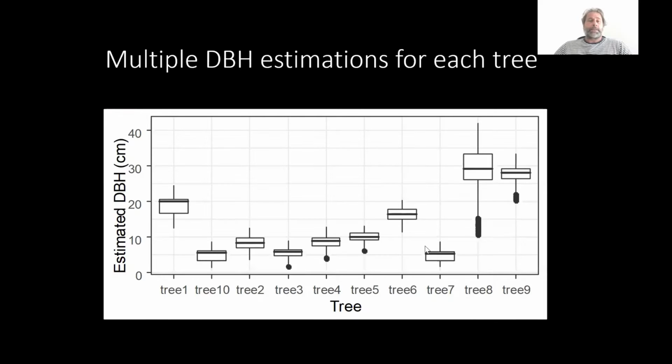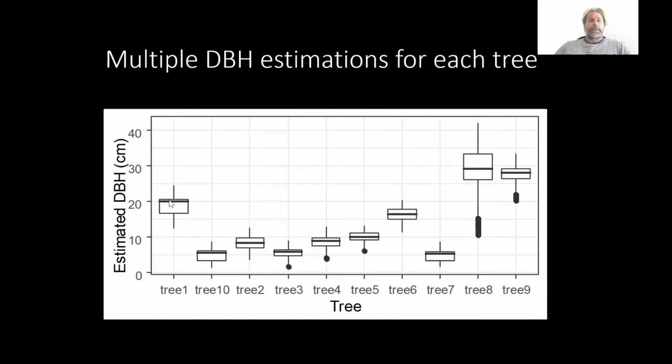Let's say here we have 10 selected trees, and we have the estimated DBH as a box plot. The box plot comes from the arcs that I just explained. For example, for tree number 1, you have the quantile 25, the median, and the quantile 75, and so on. You can even see that tree number 8 can be a little bit problematic, and we will come back to that a little bit later.